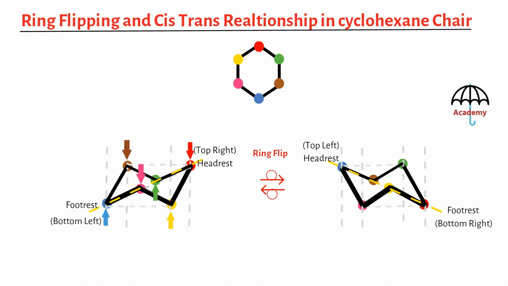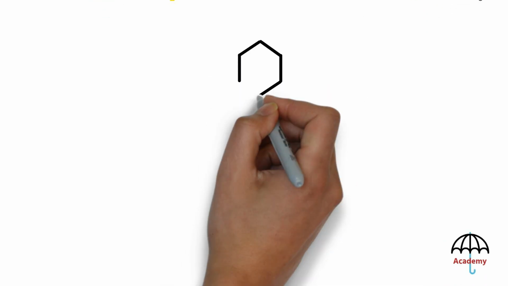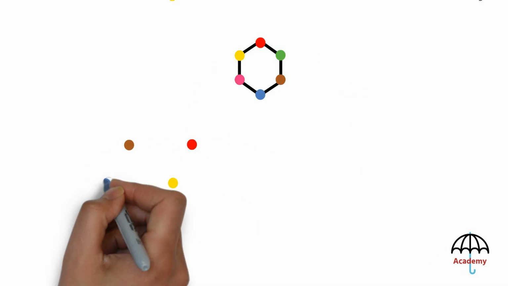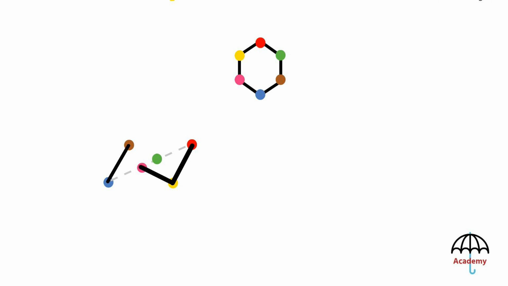Now, let us understand axial and equatorial positions in the chair conformation, and what happens to these positions on ring flipping. For that, I am drawing a planar form of the chair and marking the carbons with colored dots, as I did above. I am drawing the chair form using the method we discussed above. The chair conformation of cyclohexane has two kinds of positions for substituents on the ring: the axial positions and equatorial positions. I can draw an axis through this chair conformation.